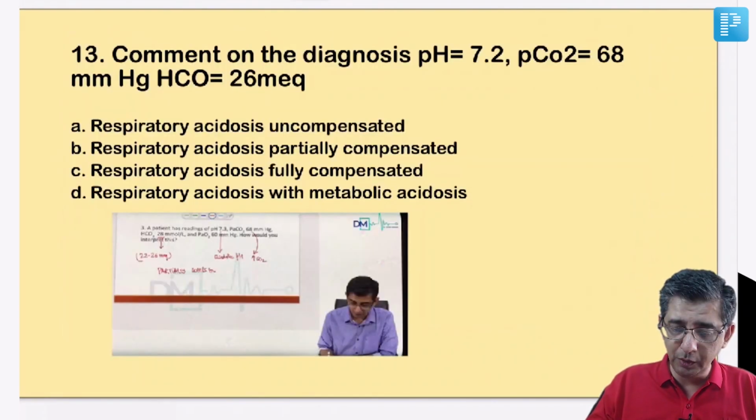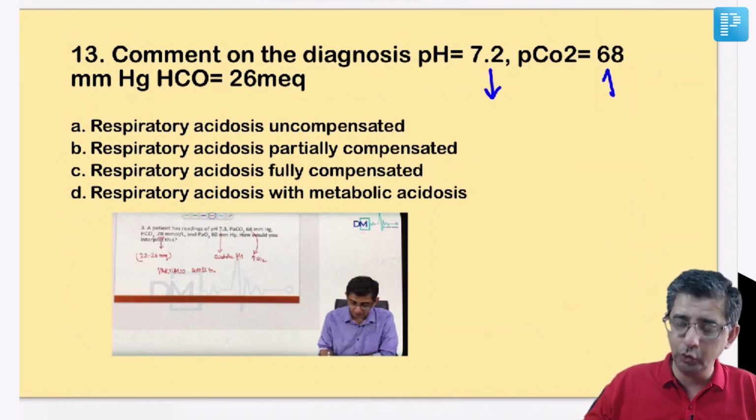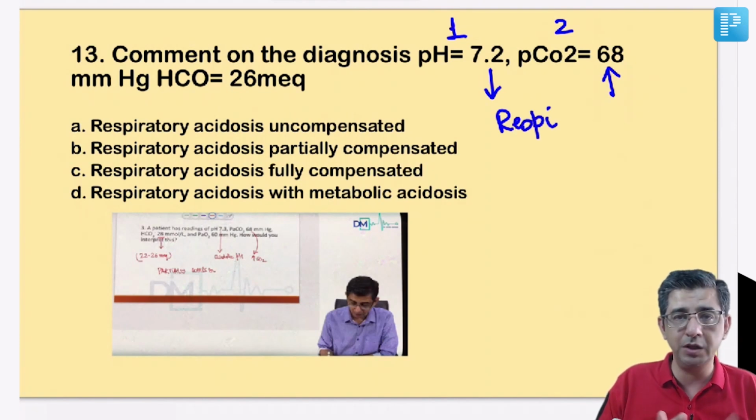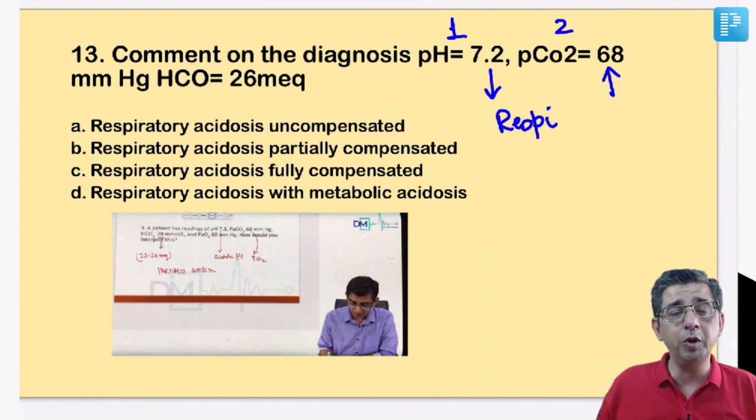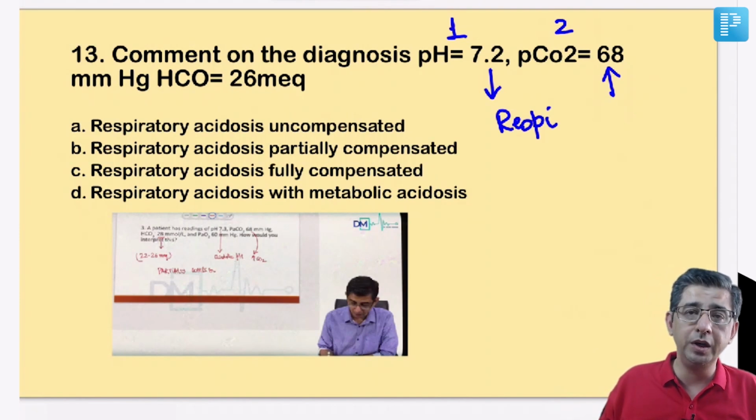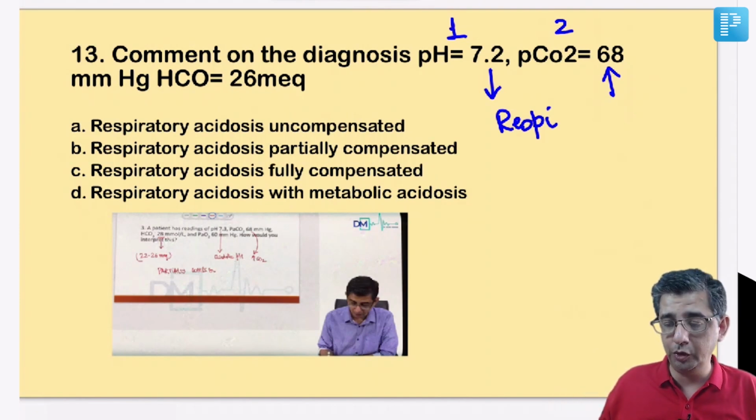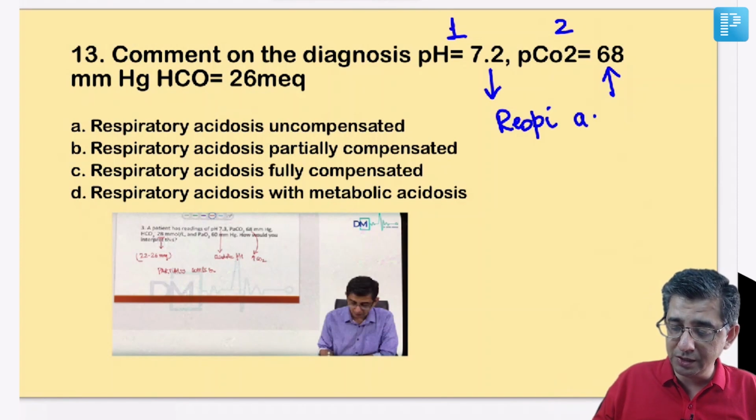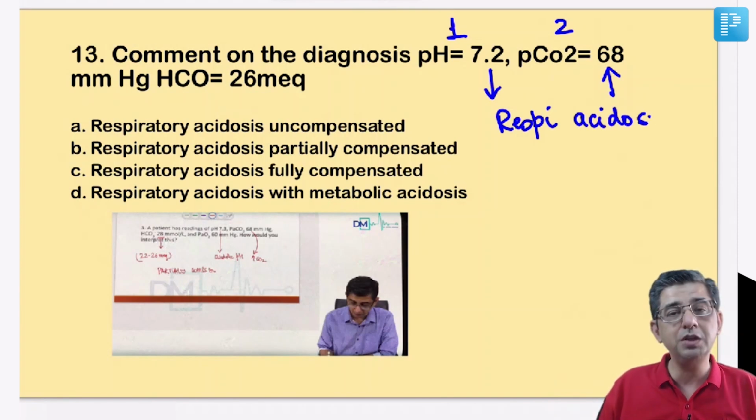The question said the patient is having a pH of 7.2 and a PCO2 of 68, so both the arrows are going in opposite direction. Whenever pH and PCO2 arrows go in opposite direction, it means it's a respiratory problem. If arrows go in the same direction, metabolic. In a respiratory problem, you don't need to even look at the value of bicarbonate. You very well have the answer before you, because the pH of the patient is lesser. This is respiratory acidosis in the patient.